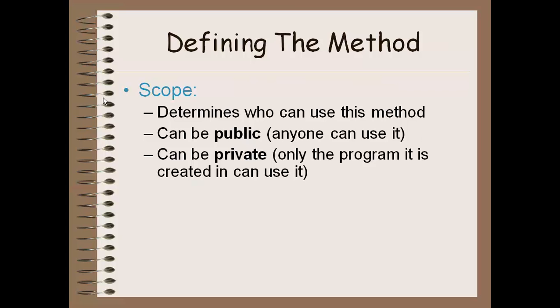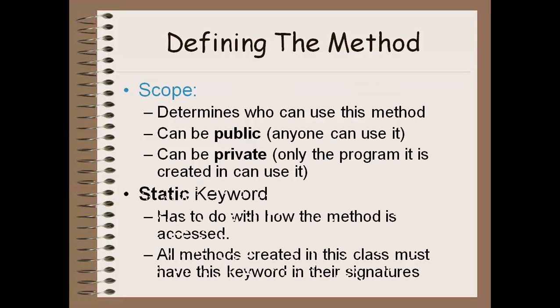So the scope. The scope determines who can use this method. You can make it either public or private. If you make it public, it means that anyone, anywhere can use this particular method, even outside of your program. If you make it private, it means that only this program and methods within this program can use it. Basically, for our purpose in this course, everything we create is going to be made public. The static keyword has to do with how the method is accessed. It's a little bit complex as to how it actually works and beyond the scope of this course. So for our purposes, all you need to really know is that every method you create must have the static keyword in its signature.